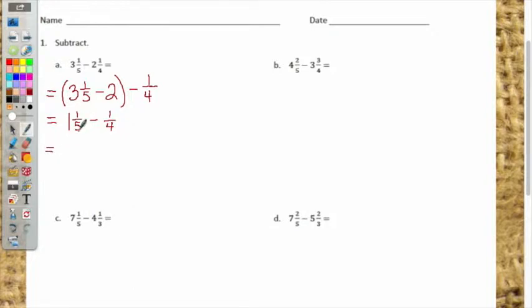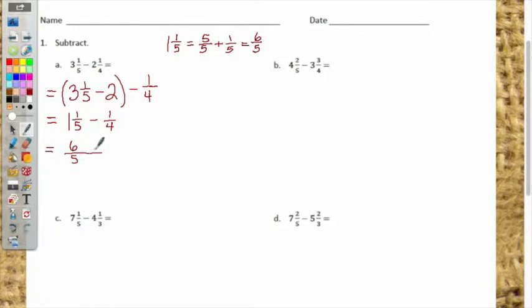Now the problem here is I can't move the 1 outside of the parentheses because 1/5 is smaller than 1/4, and I can't subtract something that's larger from something that's smaller. So I'm going to make the mixed number an improper fraction. So 1 times 5 plus 1 is 6/5. Now another way to look at it, I can look at 1 1/5 as 5/5 plus 1/5, and that equals 6/5.